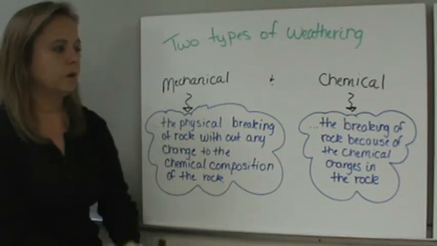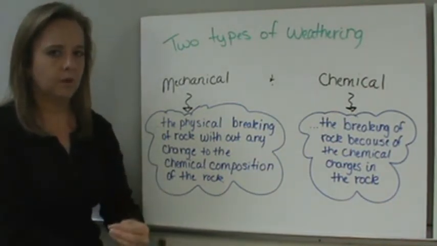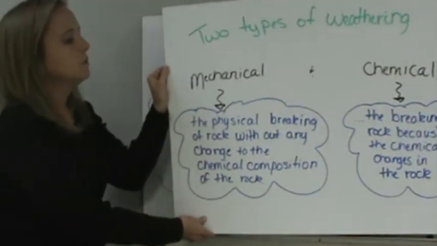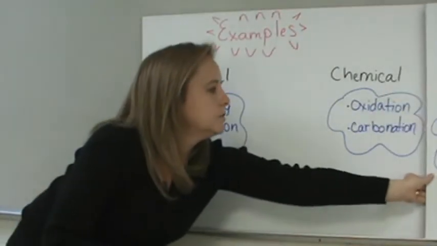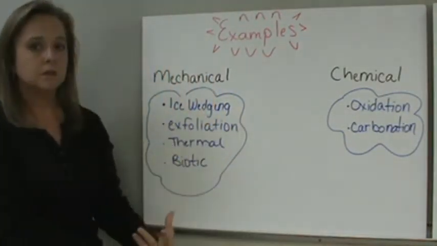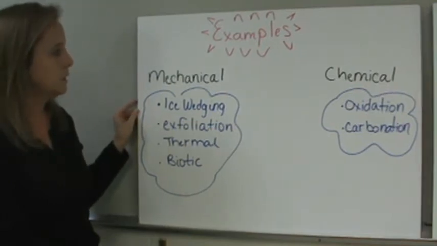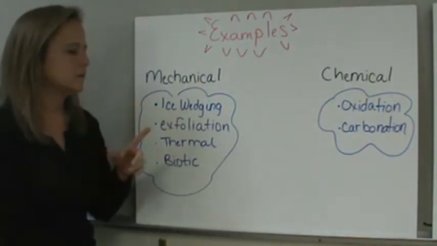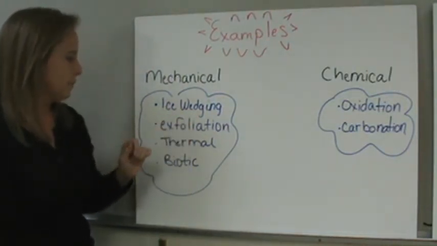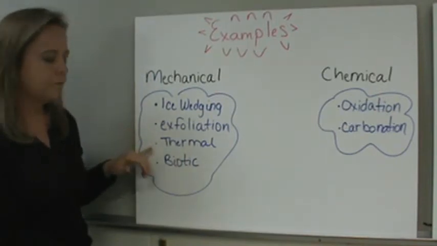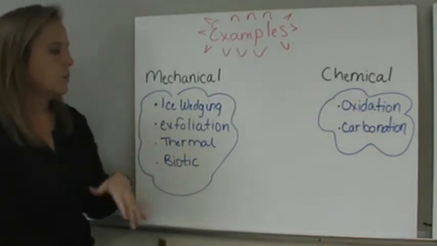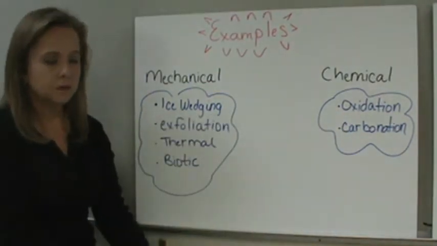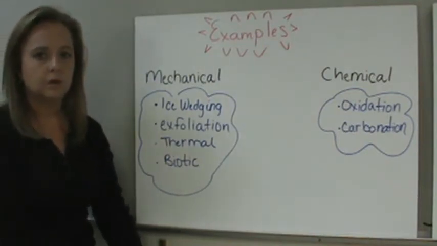So right now it's important that you write down the definition, so that we can work with that when we come back to class. On your note sheet, you also need to write down examples, because you're going to have to list some examples on the test. We will actually get to experience some of these in class. Here are some examples of mechanical weathering: ice wedging, exfoliation, thermal, and biotic. The examples of chemical weathering are oxidation and carbonation. Press pause, get those written down on your note sheet, and come back when you're ready, and we'll talk about it a little bit.